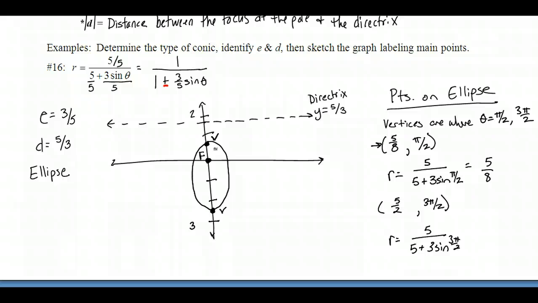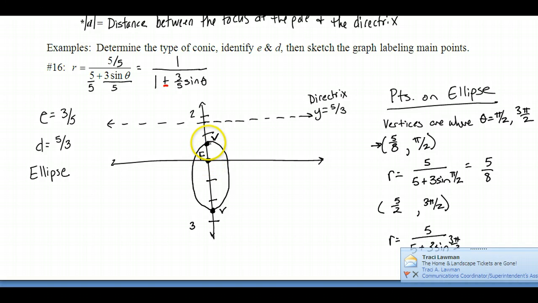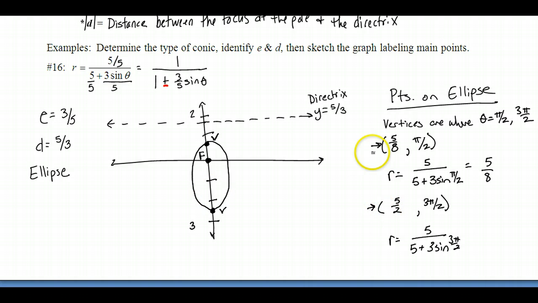The other thing that we could possibly do is find our other focus point. And what we know is that we have to have even spacing here, just with conics. So if we know that we go 5/8 up to this point, we know that we have to move 5/8 from this bottom point. So here are your two vertices.